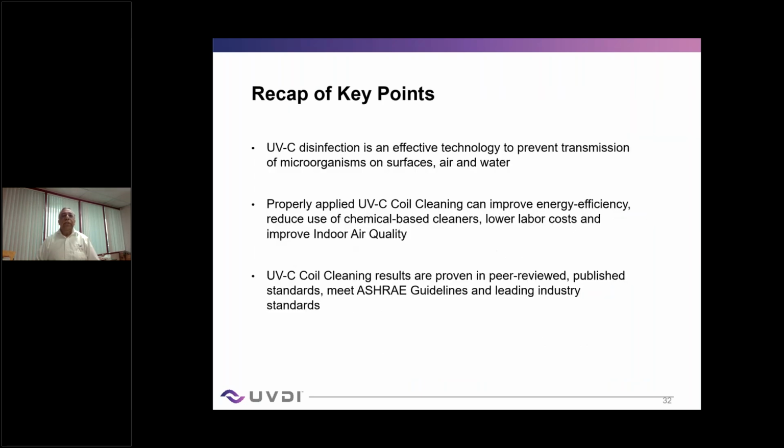So just to recap, UV is tried and tested technology. It prevents transmission on surfaces, air and water, and that's where it's used all the time. We're focusing on coil cleaning. If it's applied correctly, it can improve your energy savings, reduce your chemical-based cleaning, lower your labor cost, and improve IAQ. And of course, there's enough documented evidence and guidelines which help to convince this audience and your customers on the efficacy of UVC coil cleaning.